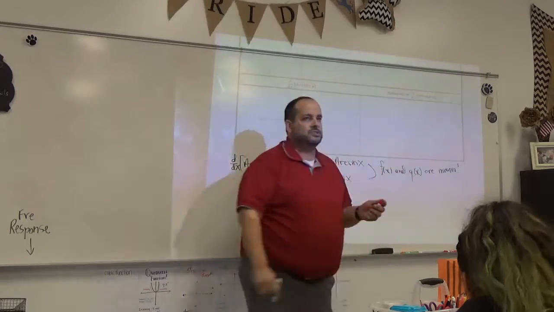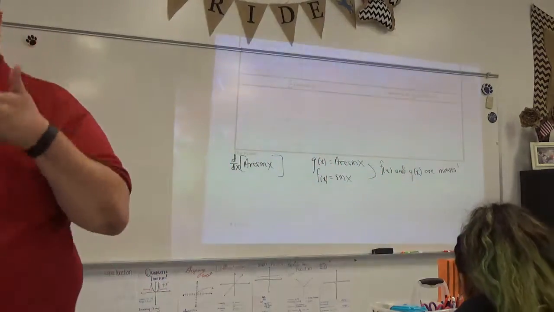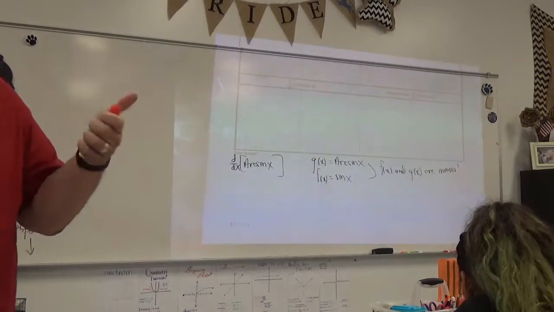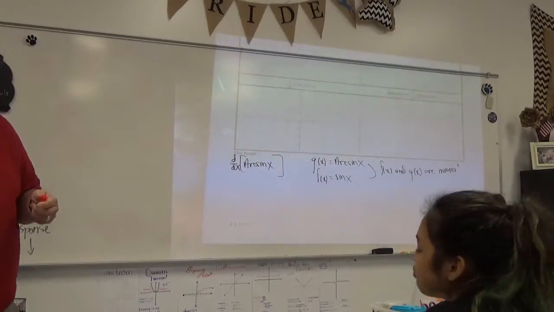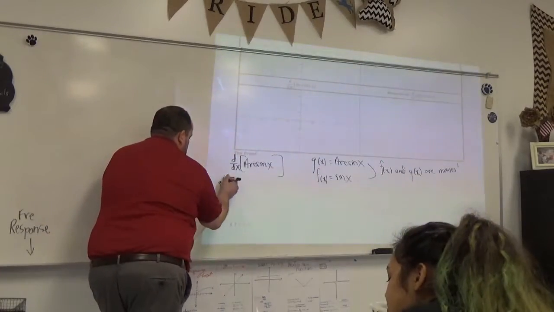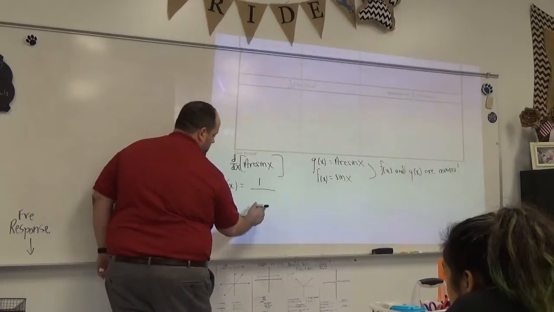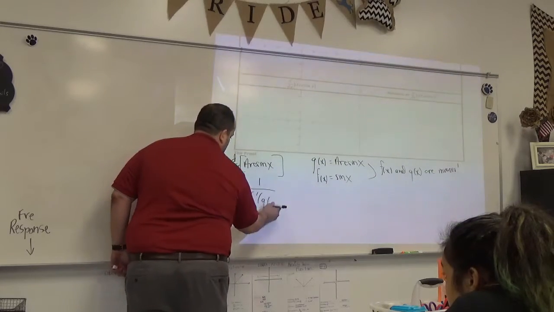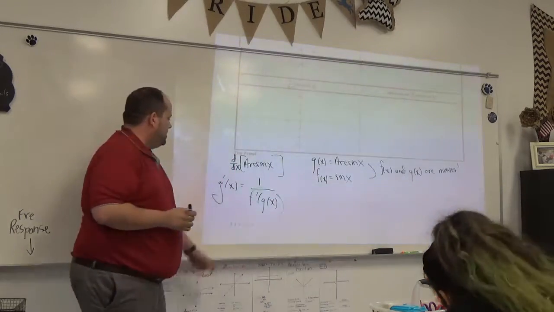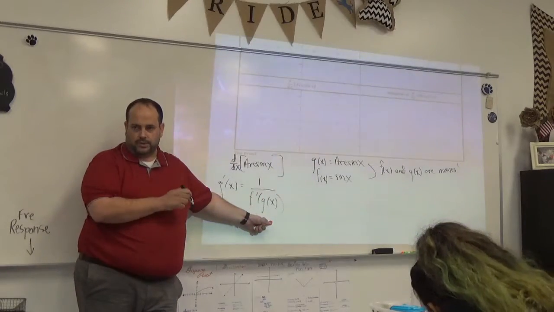And because f of x and g of x are inverses, there's another derivative rule that you know. This is what we did on Thursday. When f and g are inverses, g prime is 1 over f prime of g of x. G prime is 1 over f prime of g of x. This is where we were Thursday.